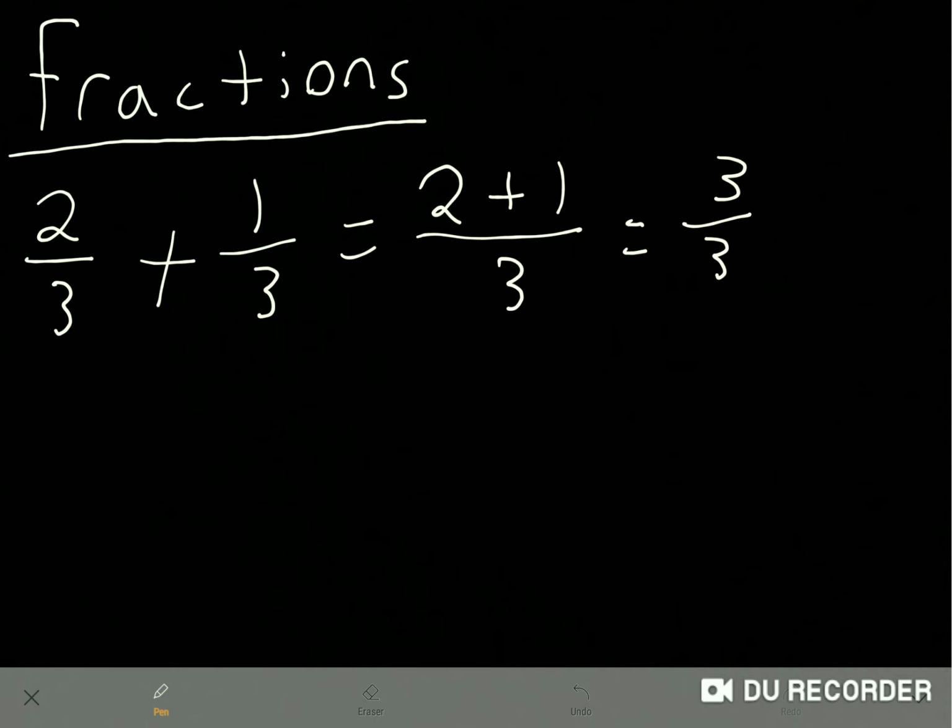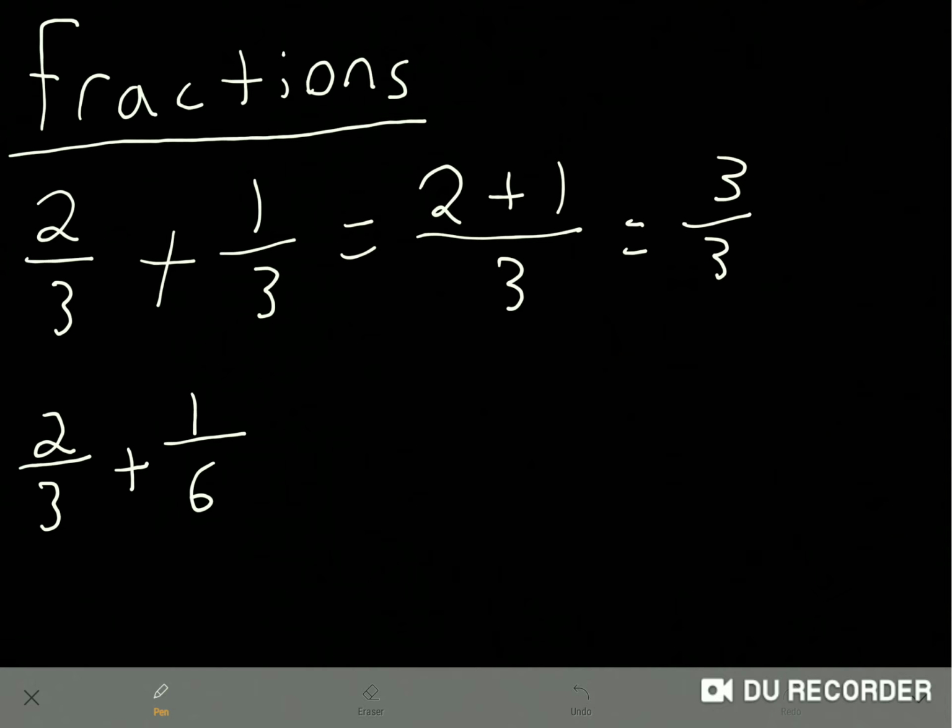But in many situations, our denominators won't be the same. So if we look at 2/3 plus 1/6, then we have a problem, because we don't add the denominators like we would do the numerators. In this case, we have to change one of our denominators to be the same as the other one. We have to find the least common multiple between the two denominators.